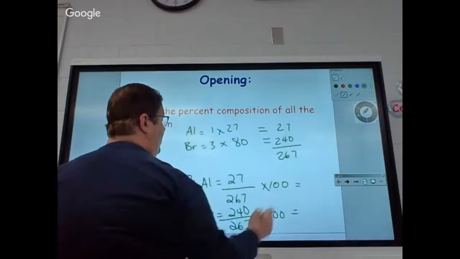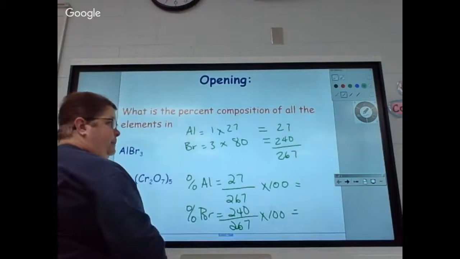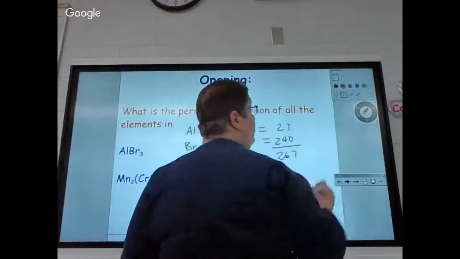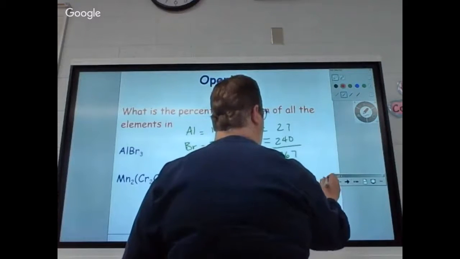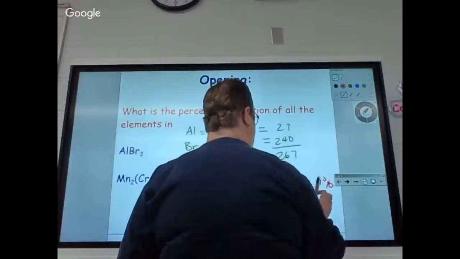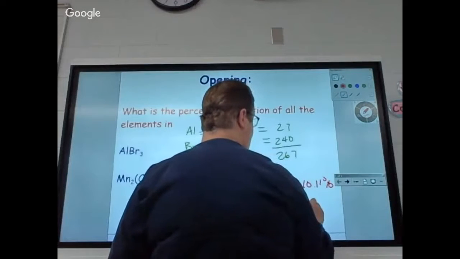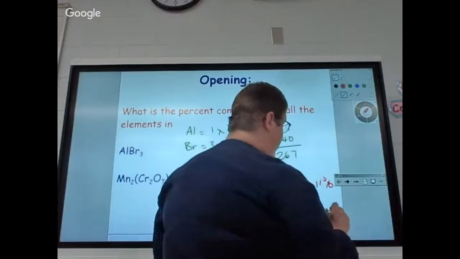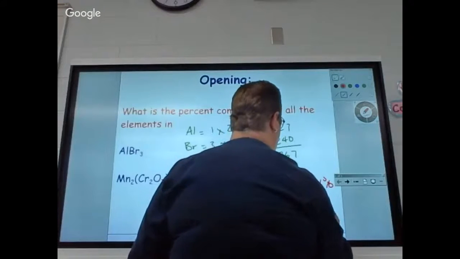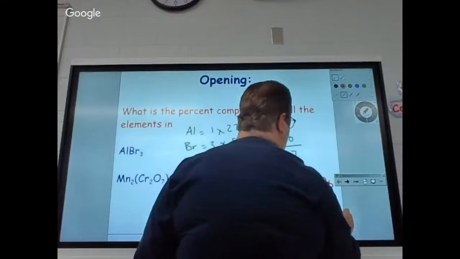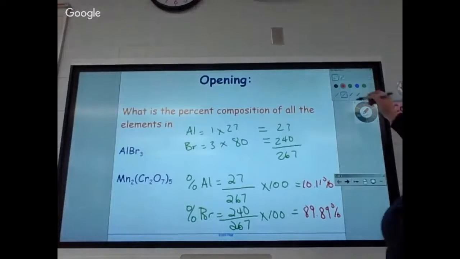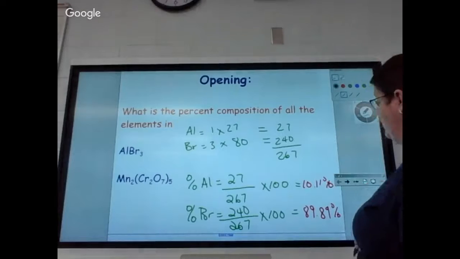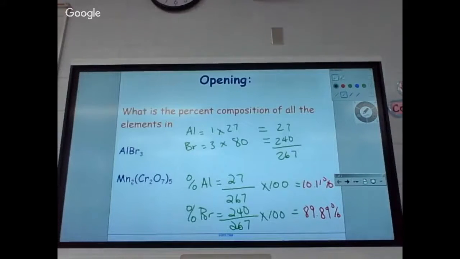All right, so what'd you get for the percent aluminum? 10 point what, Sophie? 10.11. And what'd you get for percent bromine? Say a little louder. 89.89%. Now, because this question did not have any significant digits, Sophie has 2 significant digits past the decimal, so she's actually got 4 in each of her answers.